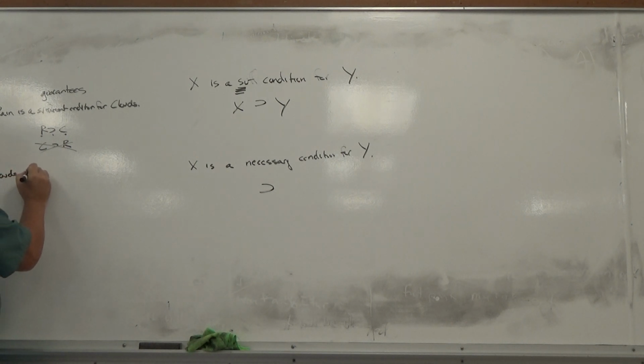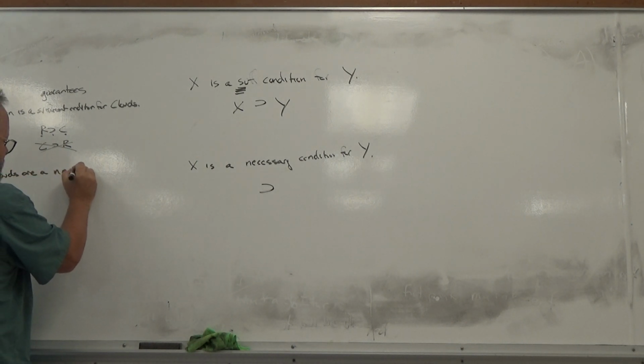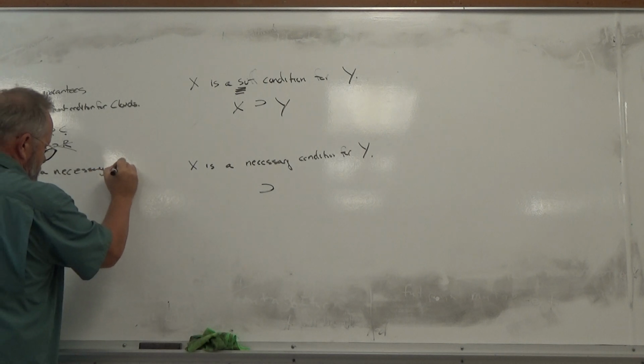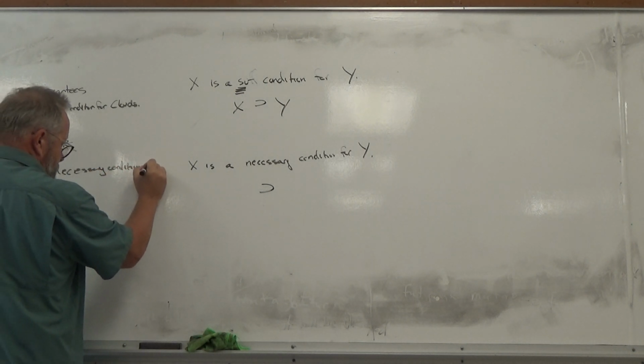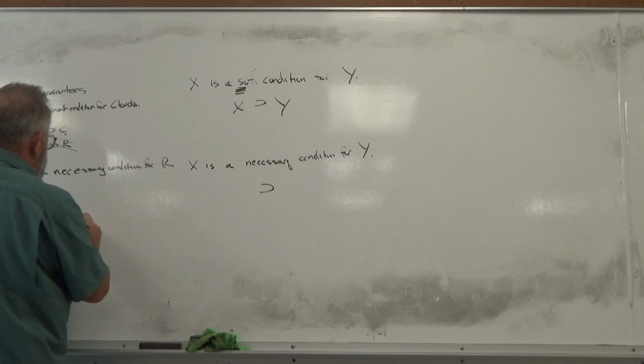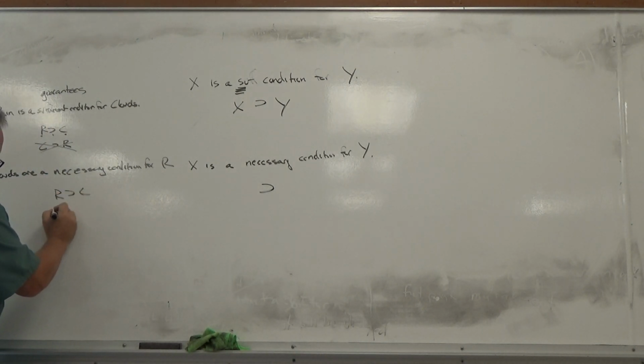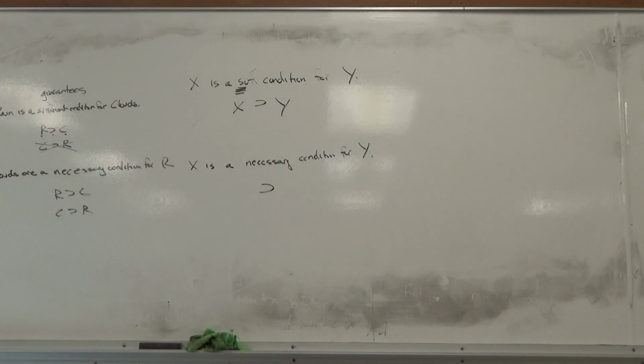Clouds are a necessary condition for rain. Would we say R then C or C then R? Well, you can have clouds without rain. Does everybody understand that? So this is not true. So this is what's true. If rain, then clouds. Everybody got that?